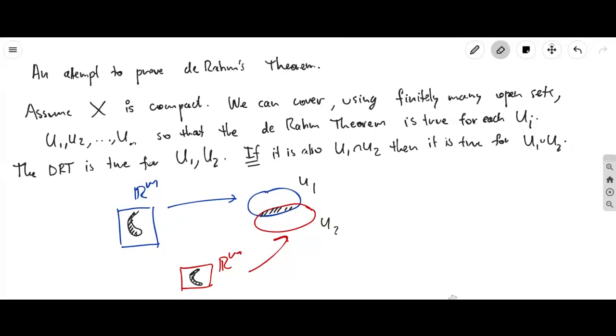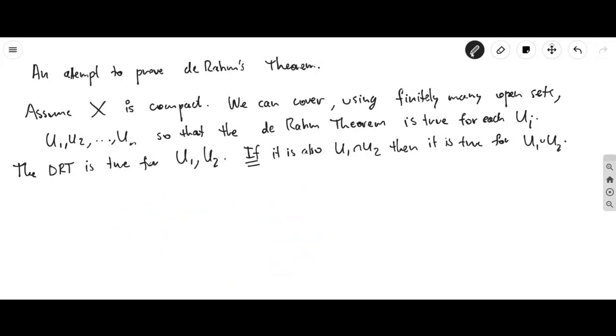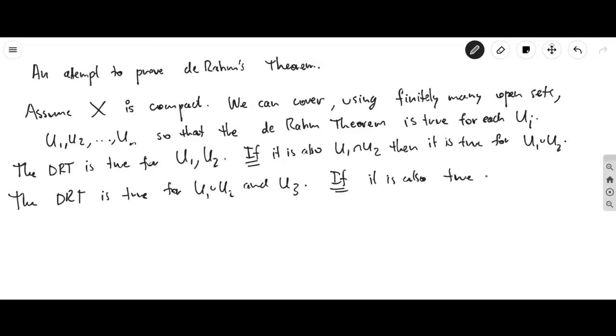But let's say we're willing to accept that. And then you just repeat. Then you would say the de Rham theorem is true for the union of U1 and U2 and for U3, if it is also true on their intersection. Now, what is their intersection? Their intersection by the distributive rule would be this.